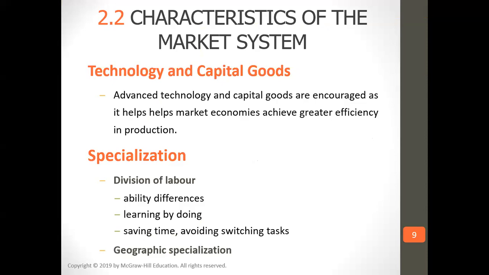So market system, there's a lot of technology and capital goods to provide efficiency in production.